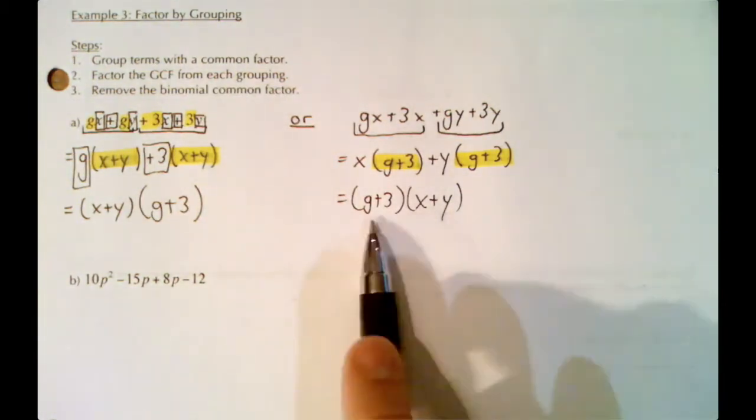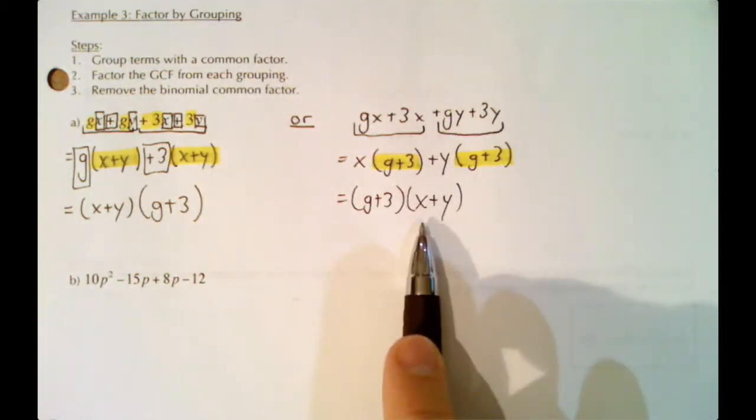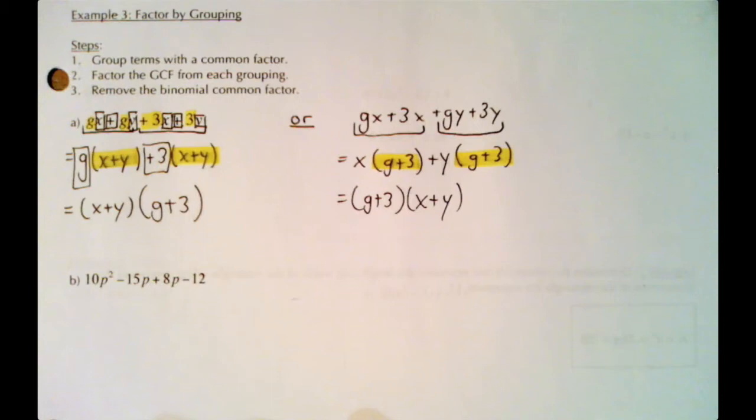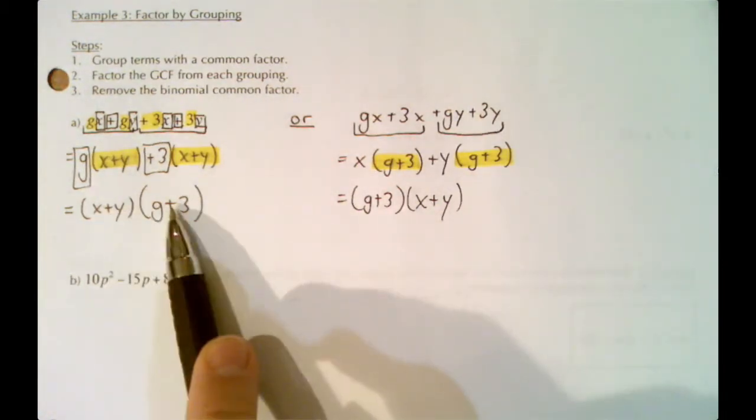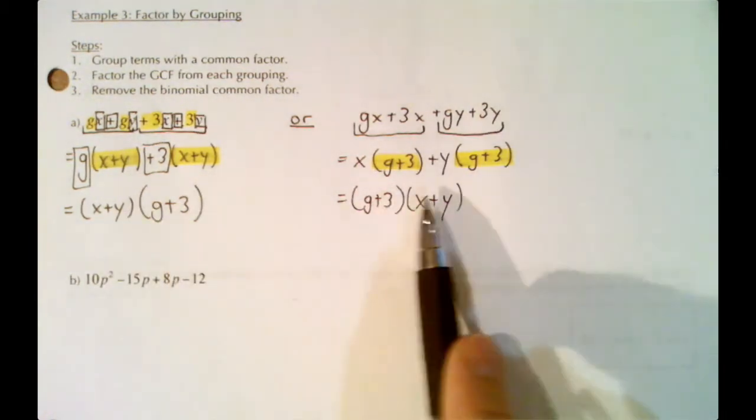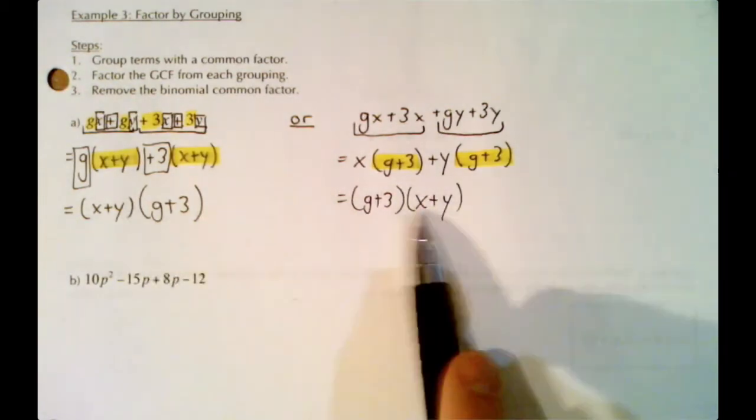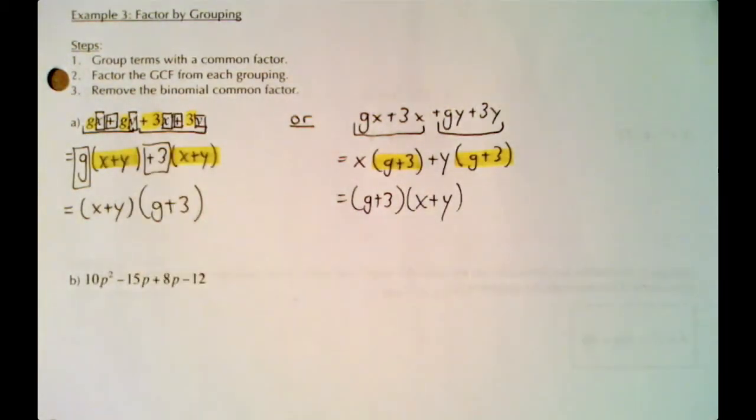The brackets are in different orders, but that doesn't matter because when you multiply, you can multiply in any order. 4 times 5 is the exact same as 5 times 4. Order doesn't matter. So this bracket before this bracket, or this bracket before this bracket, if we were to expand these, we would end up with the exact same answer, just the terms might be in a different order.